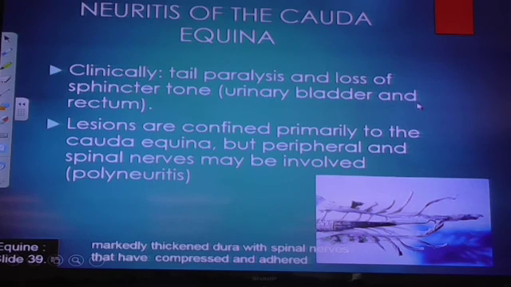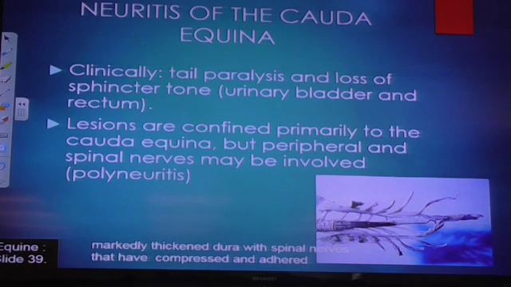So what would we see with these animals? Tail paralysis and then what? Incontinence. So they're dribbling and they're losing control of both their urinary bladder and the rectal sphincter. The lesions are confined primarily to the cauda equina, but can spread to those peripheral nerves as well. So it's a polyneuritis.